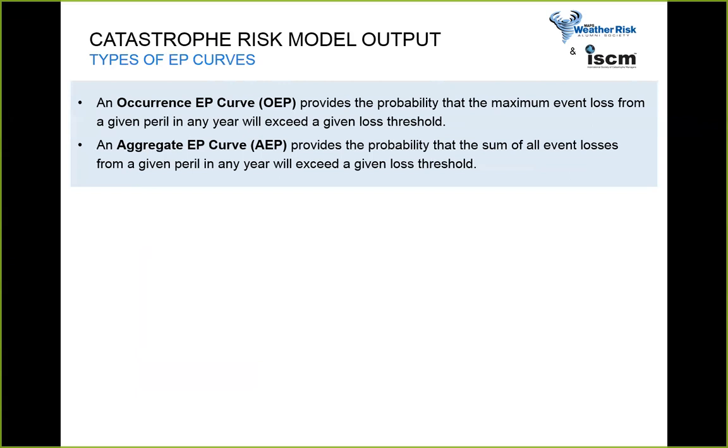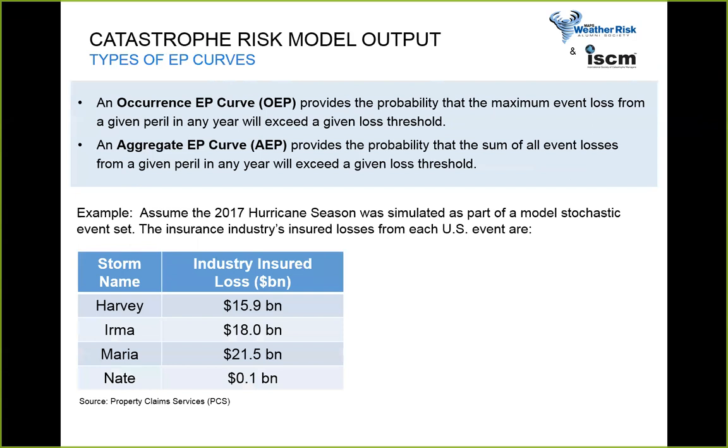So let me give you an example of what this might look like if modeling firms actually modeled the 2017 hurricane season as part of their event sets. So if we looked at that and ran it across industry data, and these are actual current estimates for industry losses from the 4 hurricane landfalls this year. So imagine this was a modeled year within a model. How would this look and be reflected in the OEP and AEP curve?